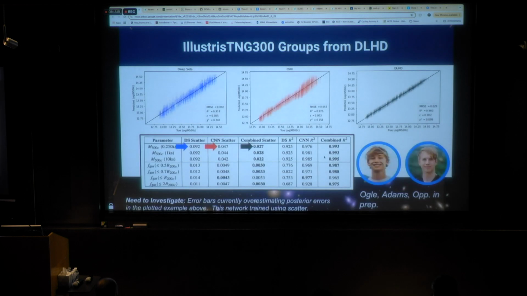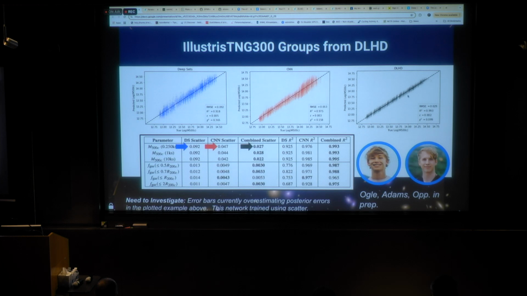So this is my second to final slide. The blue results show the galaxy statistics from deep sets, the performance of that part of the network. The red results use gas constraints. These are very short X-ray mocks of 250 seconds, similar to eROSITA eRASS1. And then the black shows the combined results.